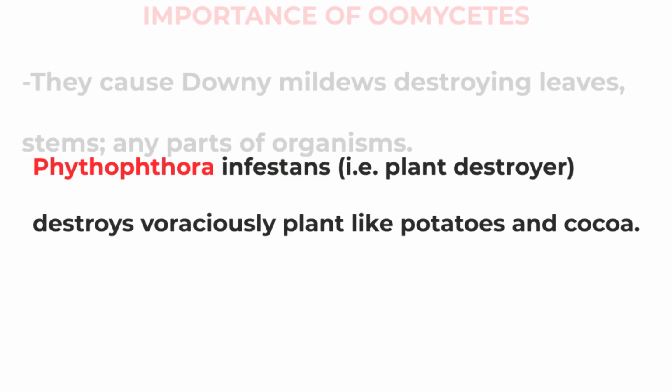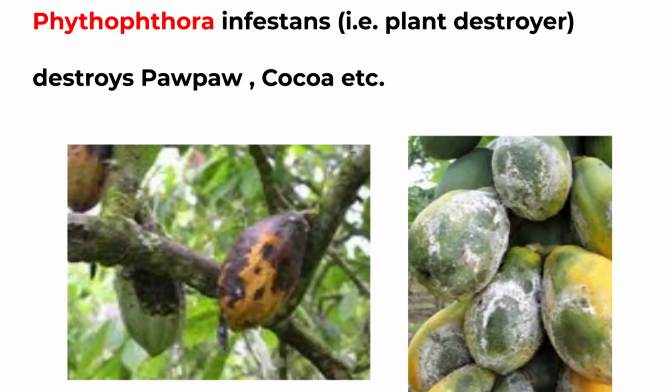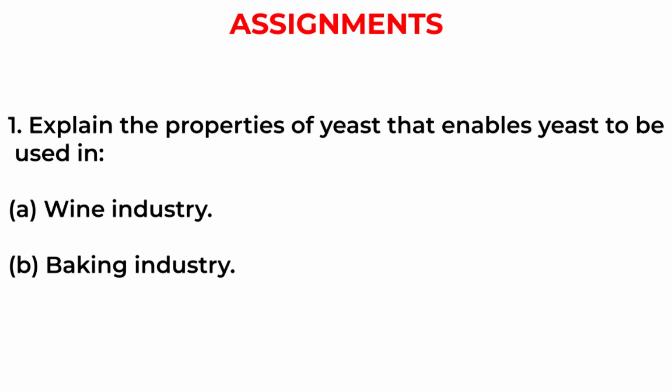Alright? Phytophthora, which is also known as a plant destroyer, destroys a lot of pawpaw and cocoa and so many other plants. So the Oomycetes are important. They have a lot of harmful effects. So let us look at the solutions.